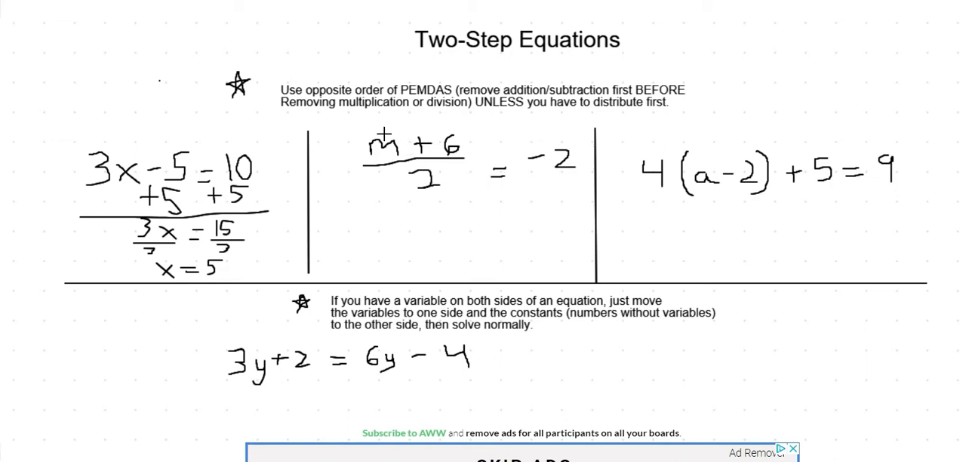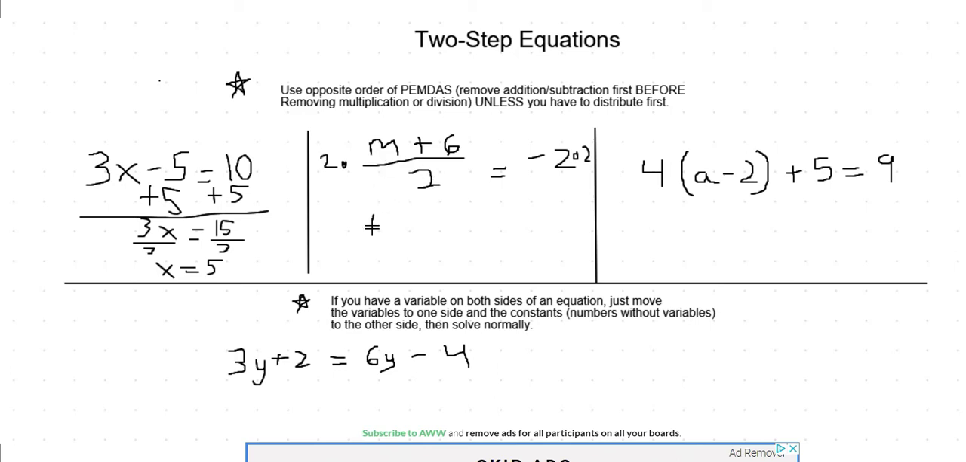M plus 6 over 2 equals negative 2. Now, this is a lot like parentheses. So when you see a problem like this, I'm not going to draw it, but this is just like having parentheses, what I was talking about here. Having these parentheses means you're going to do this last. So that means you're going to multiply first. If you don't have everything on top of one number, you are going to do the multiplication first.